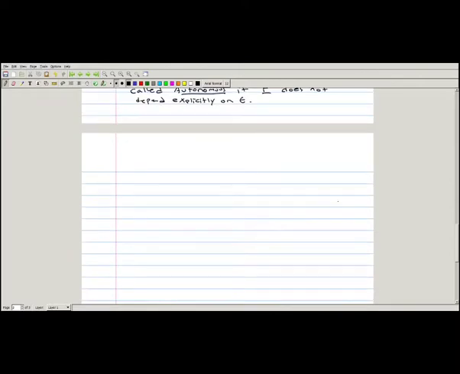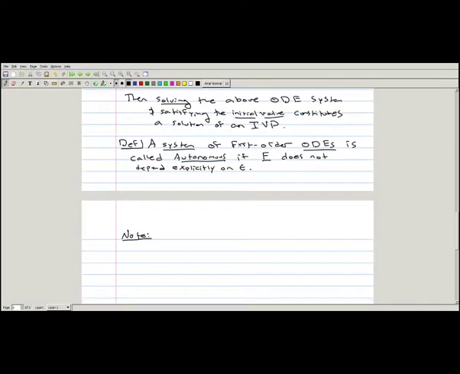And I want to make a note here, because all of the theory that we're going to develop is going to be for autonomous differential equations, autonomous systems of differential equations. But just like I mentioned previously for first order autonomous differential equations, a non-autonomous system of differential equations can always be rewritten as an autonomous system of differential equations by adding one extra differential equation.